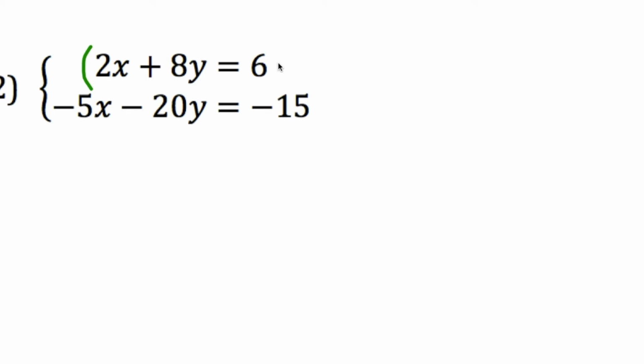Let's say in this problem, if we wanted to eliminate the x's. So I will multiply by negative 5 on the top. Okay, I'm just multiplying by the number that's in front of the variable I chose. If you chose to eliminate the y's, then you would multiply your top equation by 20. Okay? Now, if I'm eliminating the x's, I'm going to multiply the bottom equation by 2.